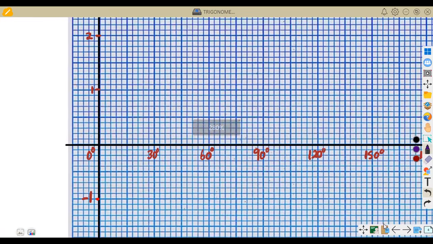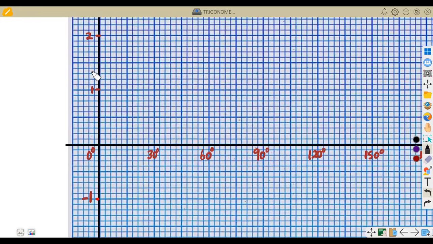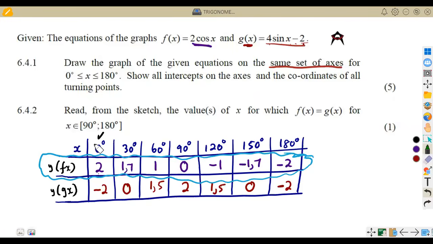All right, so like I said, we are going to start with the graph of f(x). So on our graph of f(x), the corresponding values are as follows: 0 degrees versus 2. So we're going to mark 0 versus 2 on our graph. That's 0 here versus 2. All right, like this. We move on to the second point. We are still considering f(x). So it's 30 degrees versus 1,7.